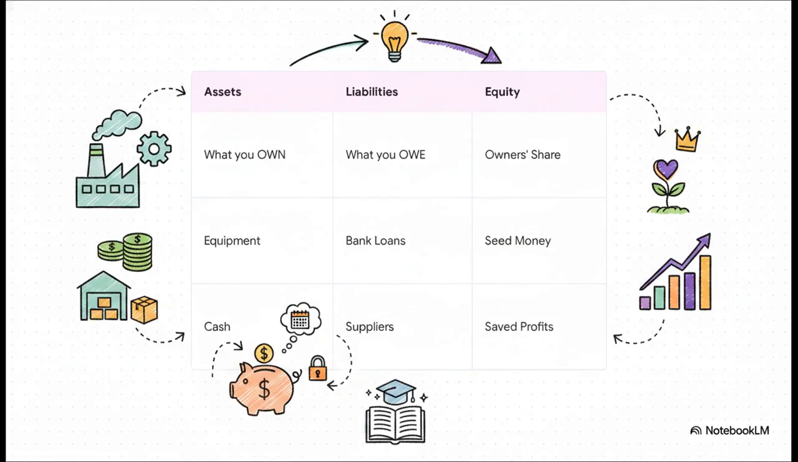All right, let's summarize our journey today. The balance sheet really is that simple once you break it down into these buckets. Assets are simply what you own, your equipment, cash, and inventory. Liabilities are what you owe, your bank loans and supplier payables. And equity is just what's left over, the initial capital and saved profits that belong strictly to the owners.